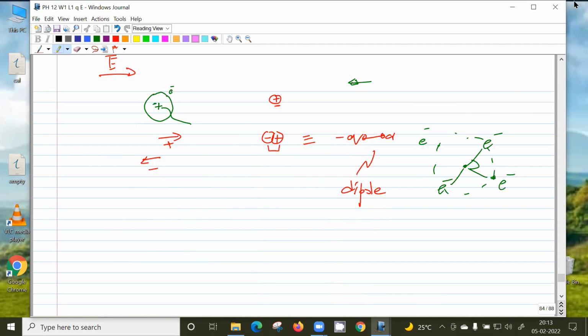So in general, an atom will be neutral, so the positive center and negative center will coincide. So when you put it in the external electric field, there will be a slight displacement and it behaves like a dipole.